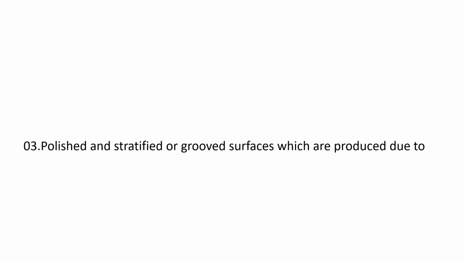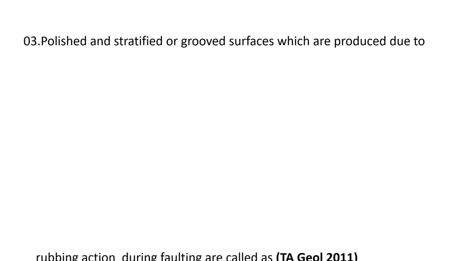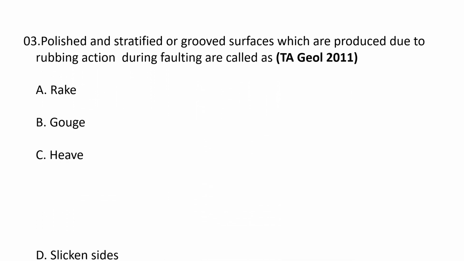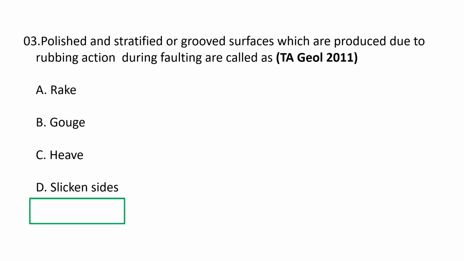Next question. Polished and striated or grooved surfaces which are produced due to rubbing action during faulting are called: A. rake, B. gouge, C. heave, D. slickensides. The correct option is D, slickensides. A slickenside is a smoothly polished surface caused by frictional movement between the rocks along a fault. This surface is typically striated with linear features called slickenlines in the direction of the movement. D is the correct option.